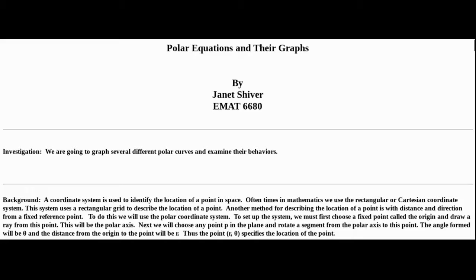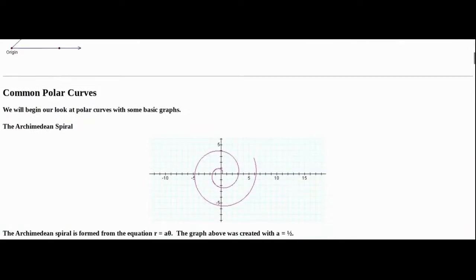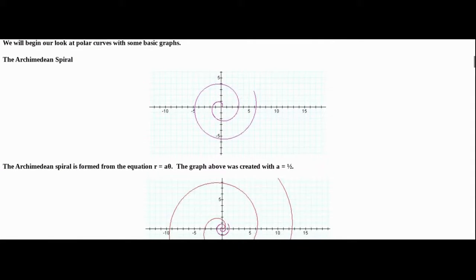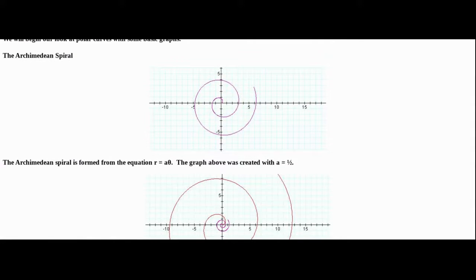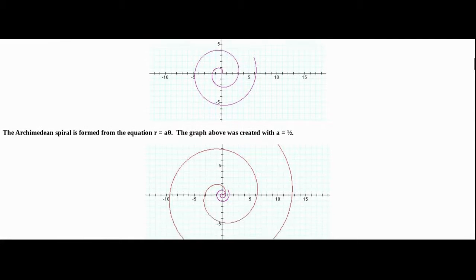So we're going to take a look at some polar graphs. And you have the link on your note sheet if you'd like to click it and look at these in more detail on your own, but we're just going to quickly glance through these. So a spiral is a common graph in the polar coordinate system, and this one is named after Archimedes.